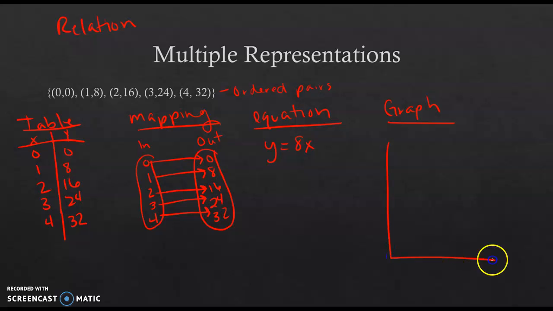And so right now what we have is in the first quadrant, 0, 1, 2, 3, 4, 8, 16, 24, 32. And so then we can graph said points. And I missed my 0, 0 down here. And then we can draw a line through them. Depending on what the situation is, we draw a line or don't draw a line. But those are the multiple ways that we can represent any relation.